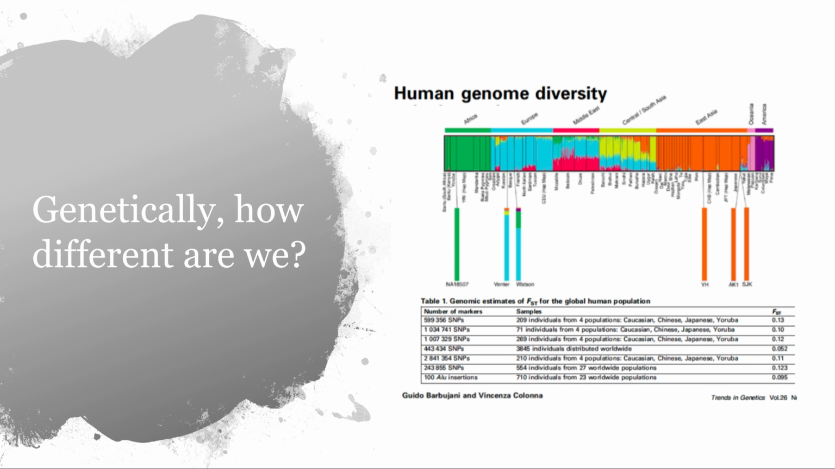Recent research displays that FST, a measure of genetic differences, sharply increases as the number of individuals decreases, regardless of the populations they are from. When 100 markers were compared among 23 populations, FST sharply decreased to 0.095.